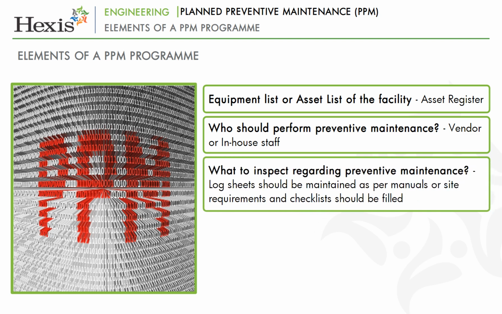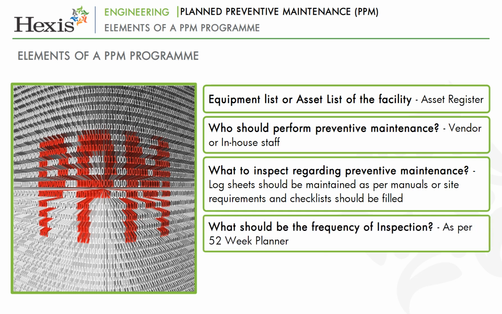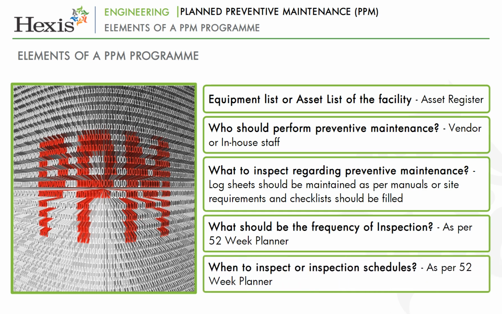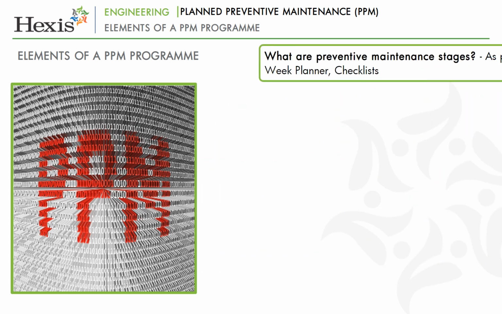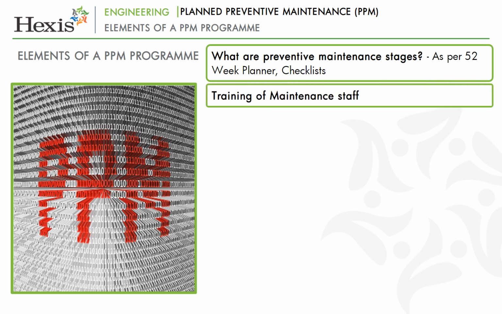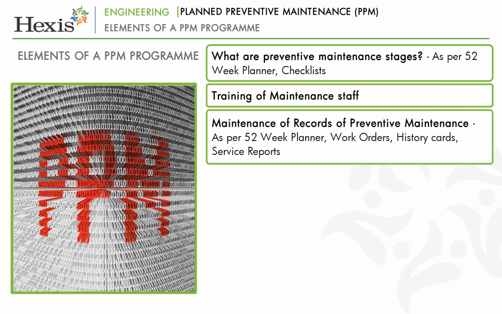During inspections, log sheets should be maintained as per manuals or site requirements, and checklists should be filled as directed. What should be the frequency of inspection? As per 52-week planner, when to inspect or inspection schedules. As per 52-week planner, what are preventive maintenance stages? As per 52-week planner, checklists, training of maintenance staff. Maintenance of records of preventive maintenance.